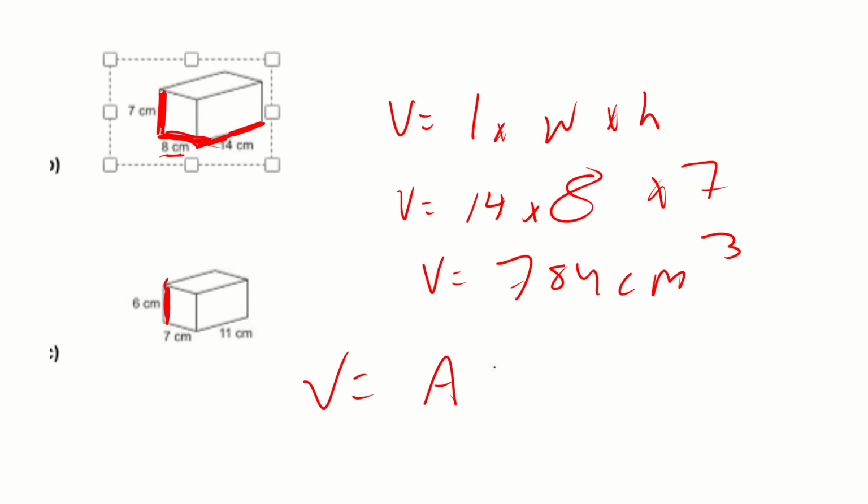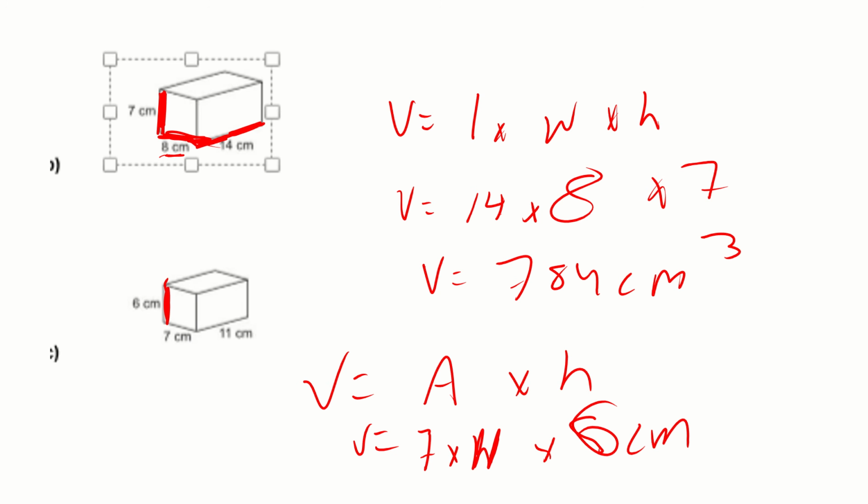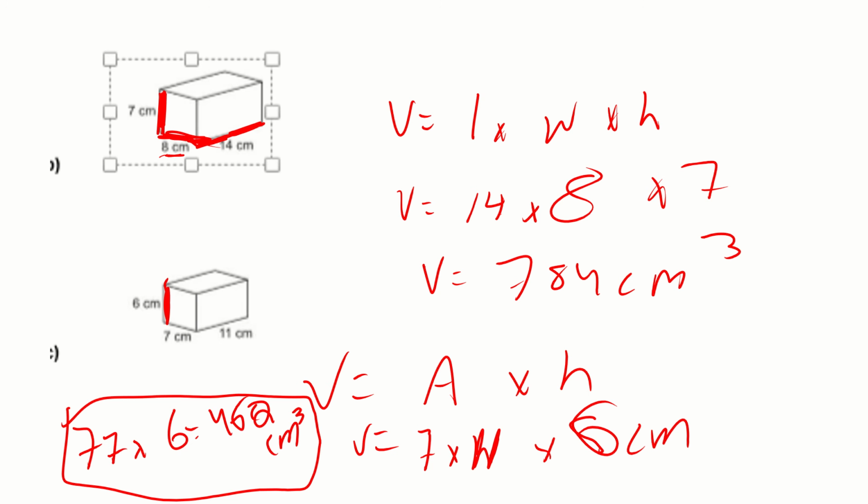So this one, I'm going to plug in the numbers here. I'm going to go V equals area now times height. I'm going to go V equals, and I'm going to put 6 over here, 6 centimeters. So now my area is 7 times 11, sorry. Now I'm going to multiply 7 times 11, so I'm going to get 77 times 6. Using a calculator, 77 times 6 is 462 centimeters cubed. So that is my volume.